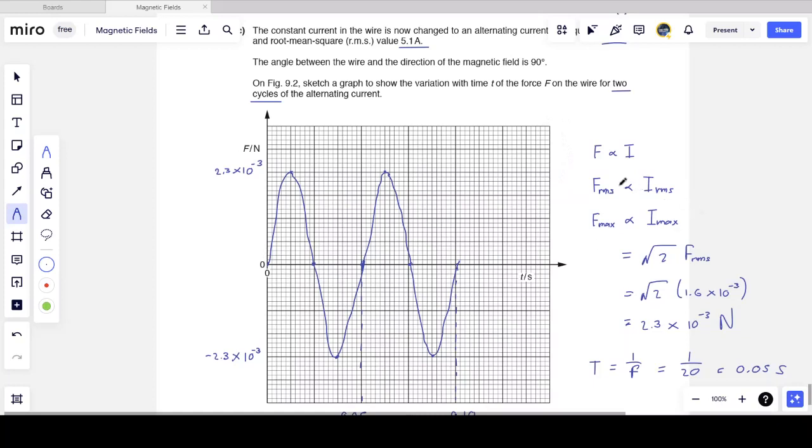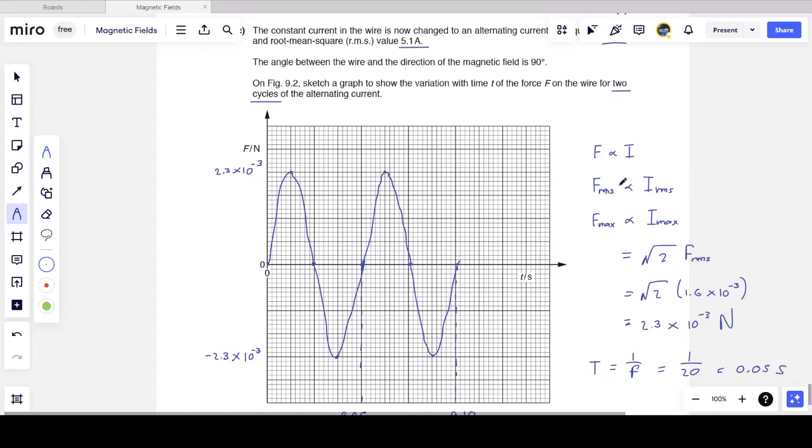But remember, I don't know how the force would vary if the current is alternating. But I do know that the current varies sinusoidally, and the force is proportional to the current. So the force will also vary sinusoidally. And so the force has a maximum, it has a minimum, it has an RMS value, and at some point the force will be zero when the current is zero and changing direction. For a brief moment in time, there won't be any force on the wire.